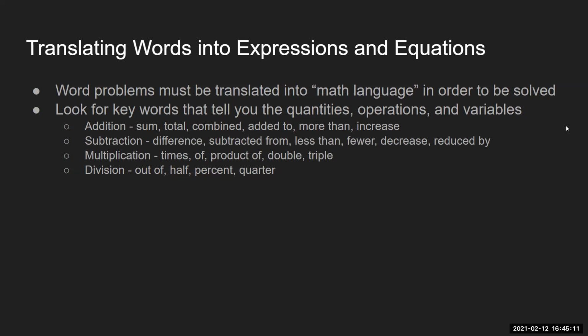For multiplication, a big one is "of," times, product of. If you're doubling or tripling something, that's multiplication. Division is going to be "out of." If you take something in half, when you're doing percents, or if you're going to quarter something, those are all indicating that you're going to divide to answer the question.